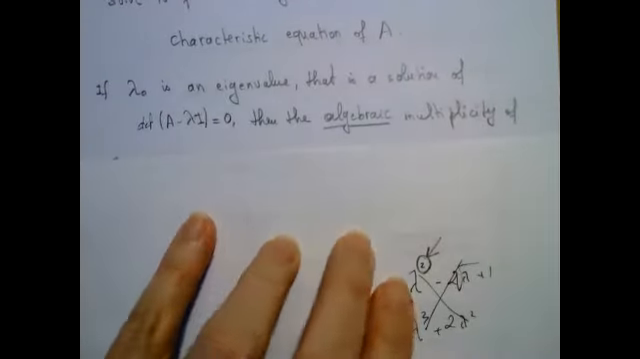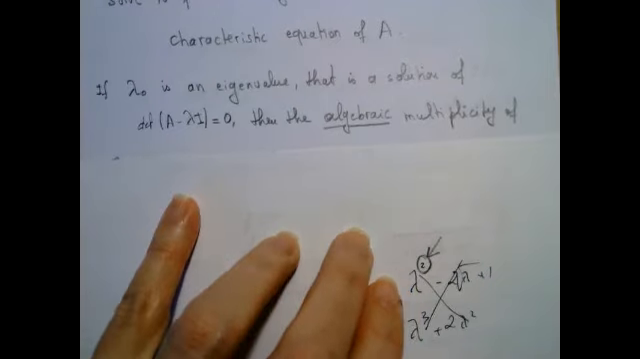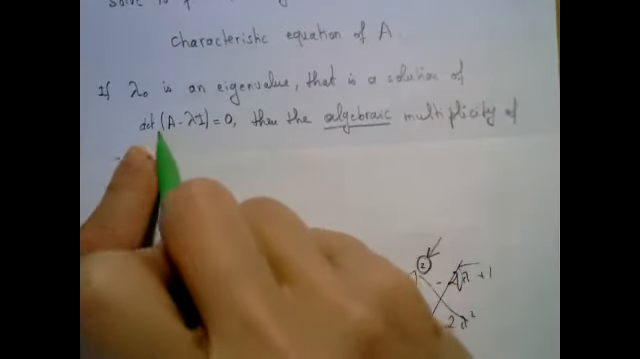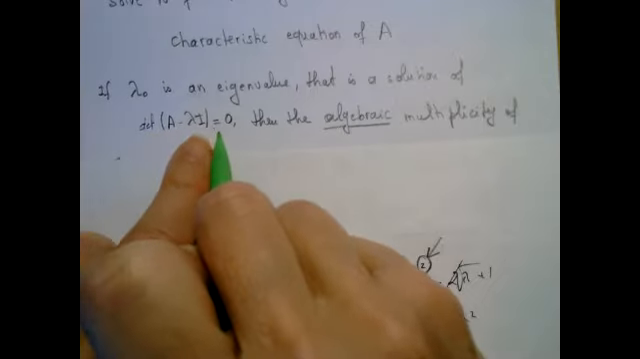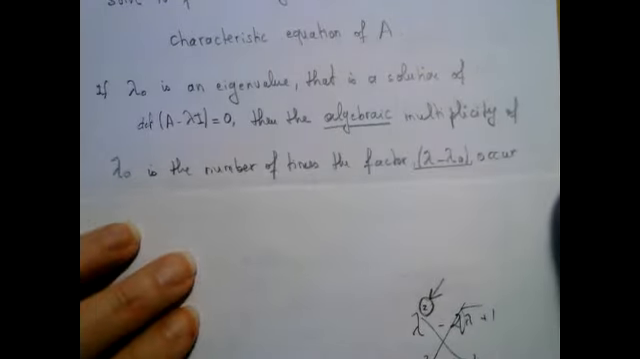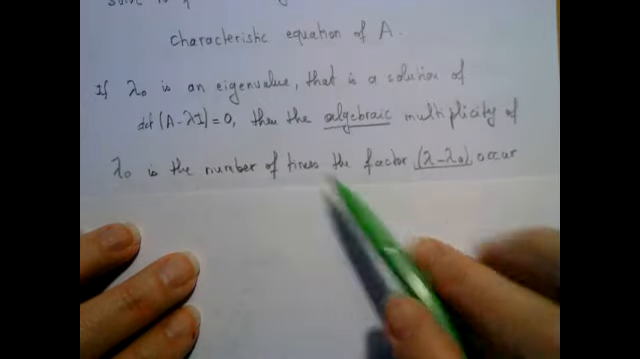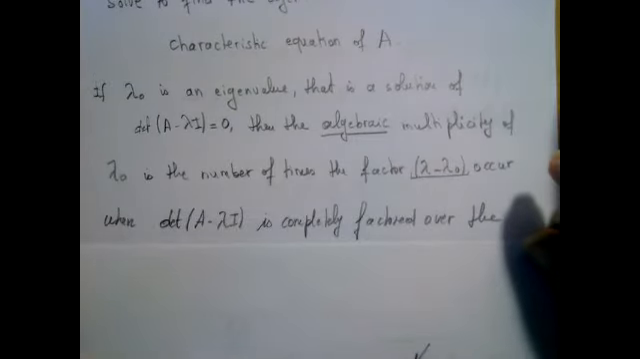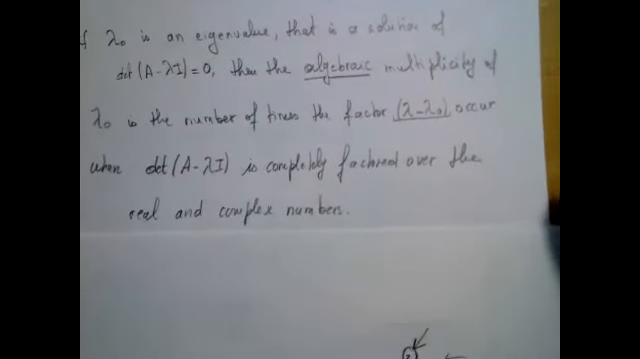Suppose lambda 0 is an eigenvalue of the matrix A. What does it mean? Eigenvalue means it's a solution of the characteristic equation. It means it's the solution of A minus lambda I equal to 0, because that's what the eigenvalue is. Then the algebraic multiplicity of lambda 0 is the number of times the factor lambda minus lambda 0 occurs when the determinant is completely factored over the real and the complex numbers. What am I talking about?